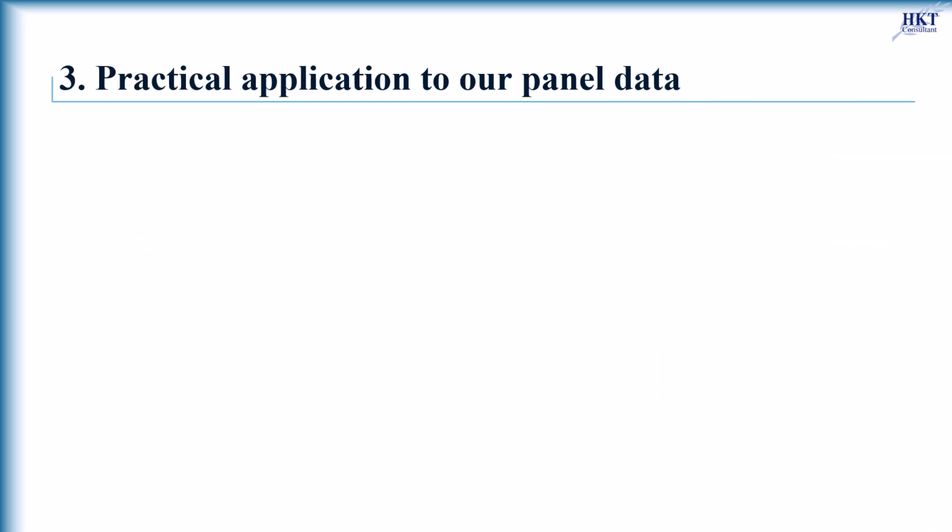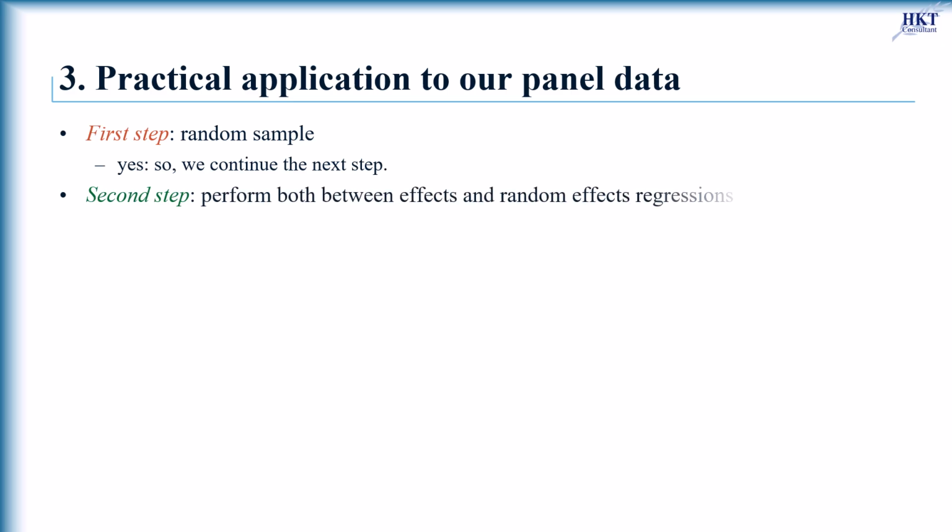Now, we apply the process outlined above to select an appropriate regression model for our panel dataset. In the first step, our sample can be considered a random sample, due to the time span and global country selection based on data availability. Therefore, we proceed to the second step in the model selection process for panel data, where we estimate both the between effects and random effects models using Stata.